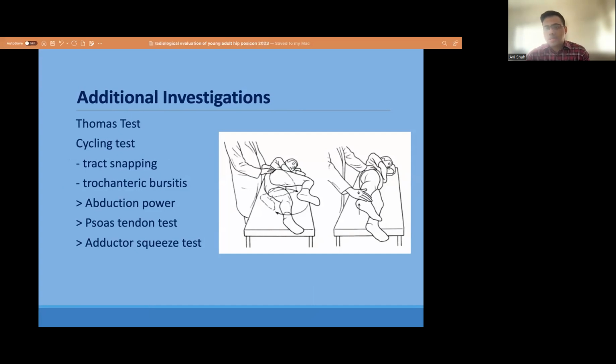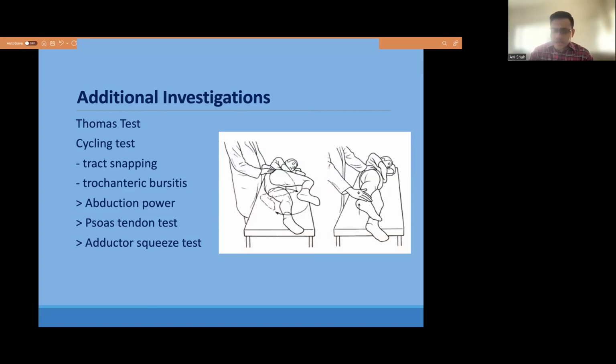One is the Thomas test to pick up flexion deformities around the hip. The cycle test, as you can see in the first image, the patient is in the lateral position and you tell him to move his hip like he's riding a bicycle. This is to pick up the snapping iliotibial bands or any issues with the trochanteric bursitis. We also need to check the power of the abductor muscles in the lateral position against resistance.